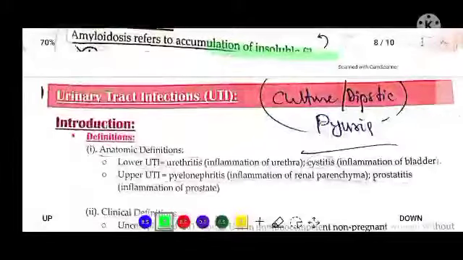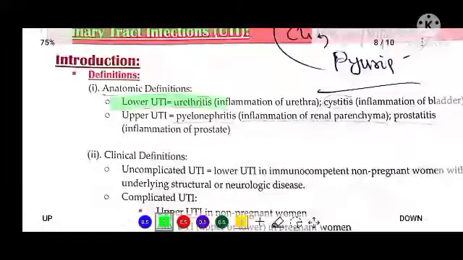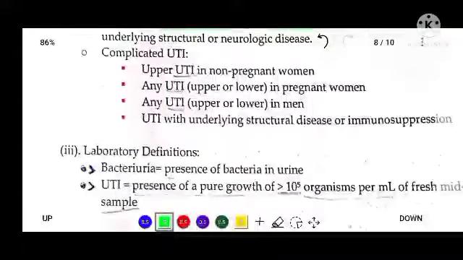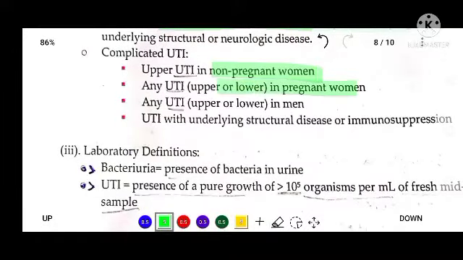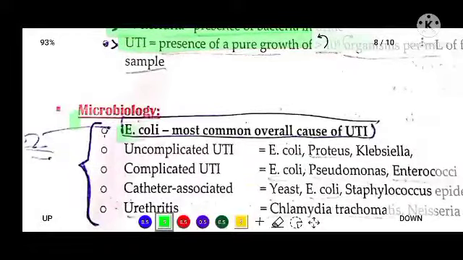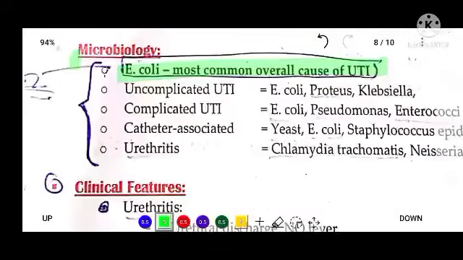Now looking at urinary tract infections, UTI. Lower UTI is urethritis and cystitis, and upper UTI is pyelonephritis, inflammation of the renal parenchyma, while cystitis is inflammation of the bladder. Clinical definitions: it is an infection that more commonly occurs in women, but it also presents in men as well. Laboratory definitions: bacteria will be there and the presence of pus cells will be there. E. coli is the most common cause of UTI.